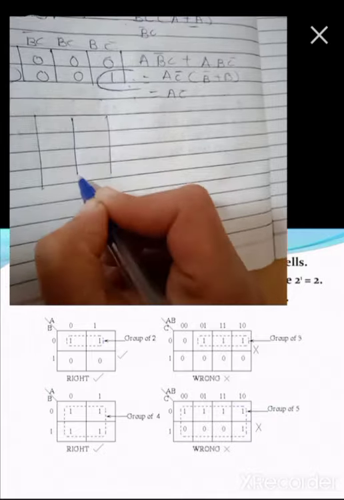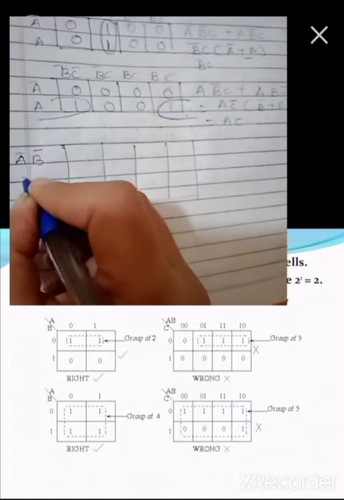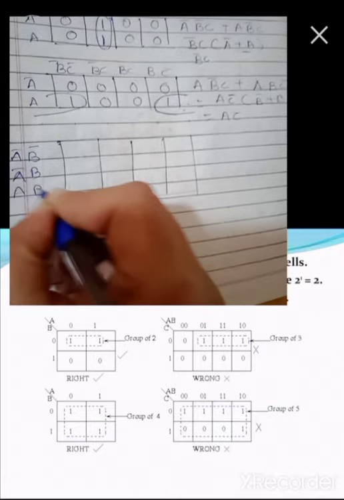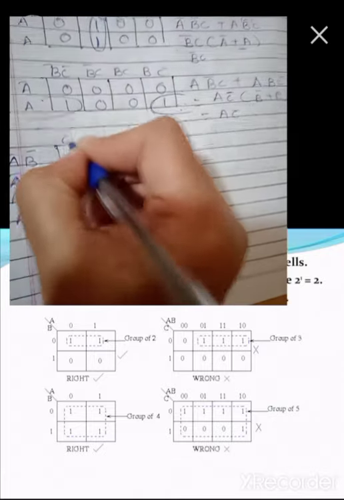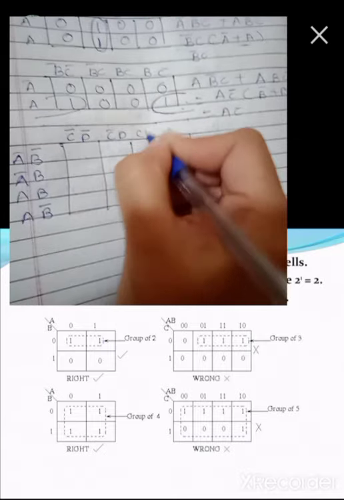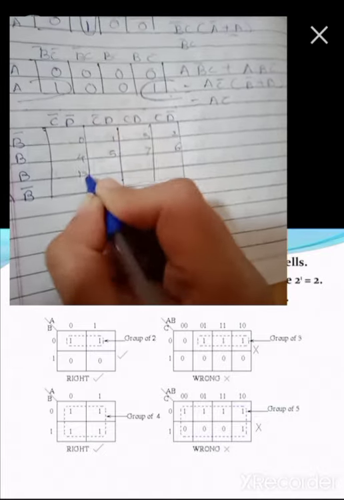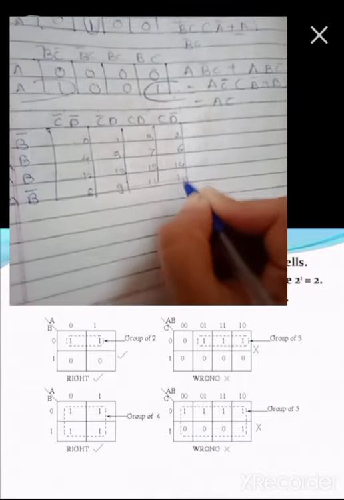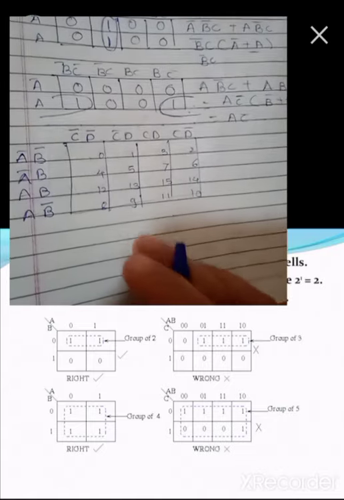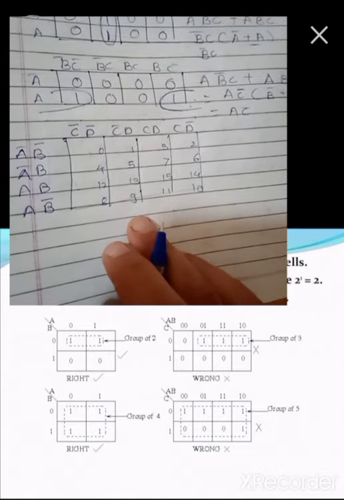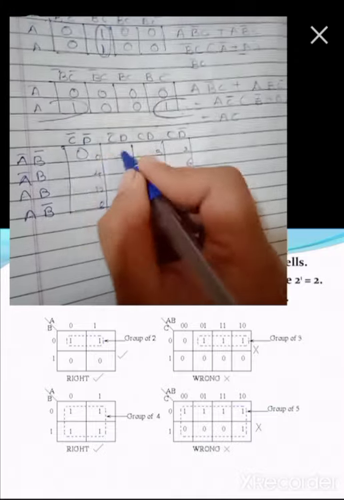A 4 variable K-map is given now. So 4 variable K-map means A bar B bar, A bar B, AB, AB bar, then C bar D bar, C bar D, CD and CD bar. 0, 1, 3, 2, 4, 5, 7, 6, 12, 13, 15, 14, 8, 9, 11, 10. This is what we designed previously. Then the plotting is given like this.